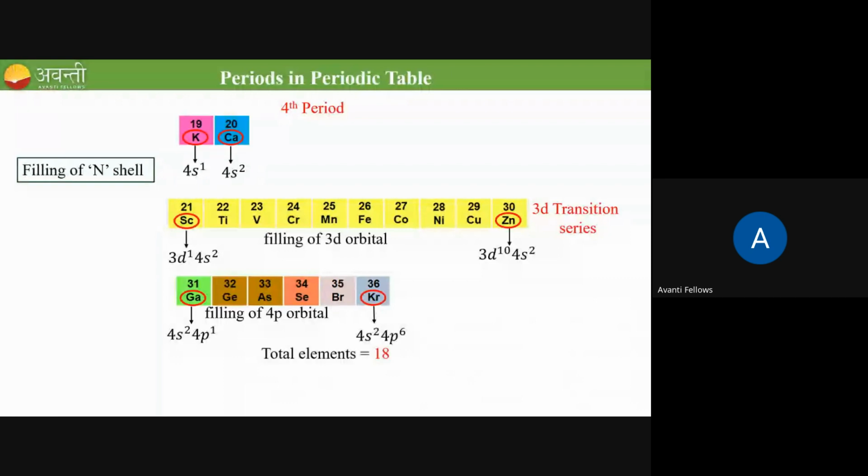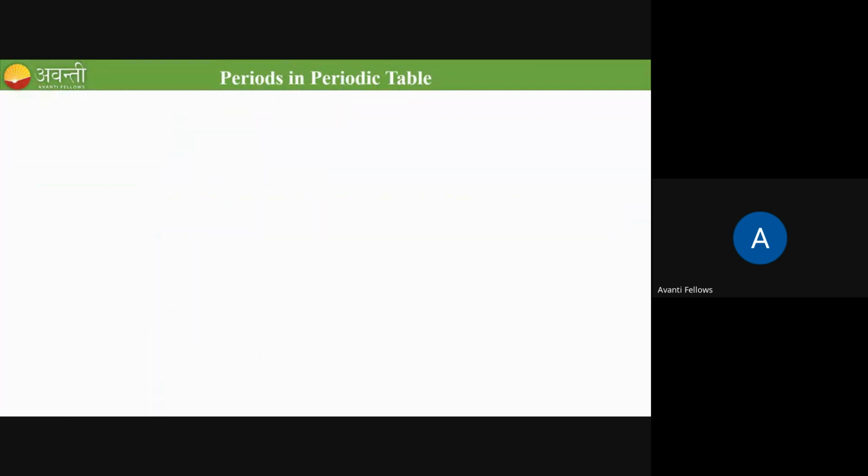Total elements will be 18. Okay, 18 elements are placed in the fourth period, where the filling of the N shell takes place. Got it? So now let us move on to the fifth period.